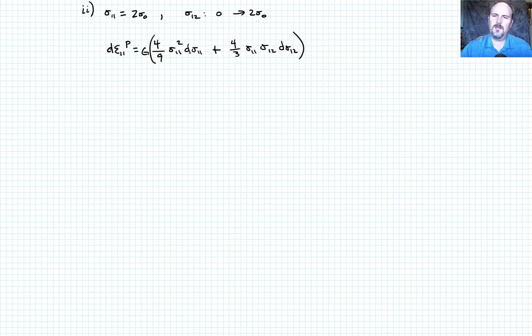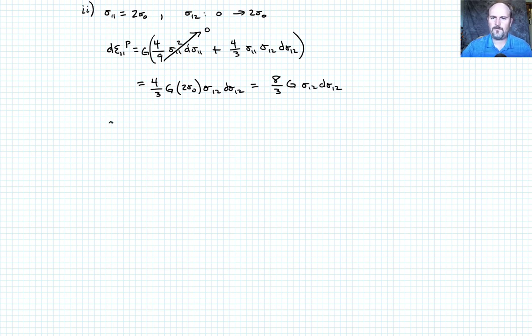Okay, well, how much is sigma 1,1 changing? d sigma 1,1 for this entire thing is 0. So even though sigma 1,1 is positive, d sigma 1,1 is 0, so this term goes away. And we're left with 4/3 times g times sigma 1,1, which is fixed at 2 sigma naught, times sigma 1,2 d sigma 1,2, which gives us 8/3 g times sigma 1,2 d sigma 1,2.